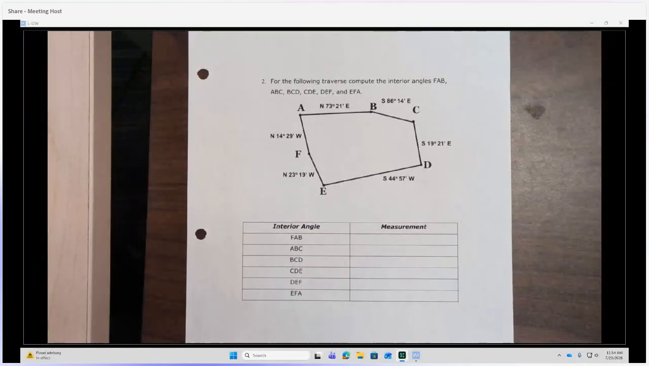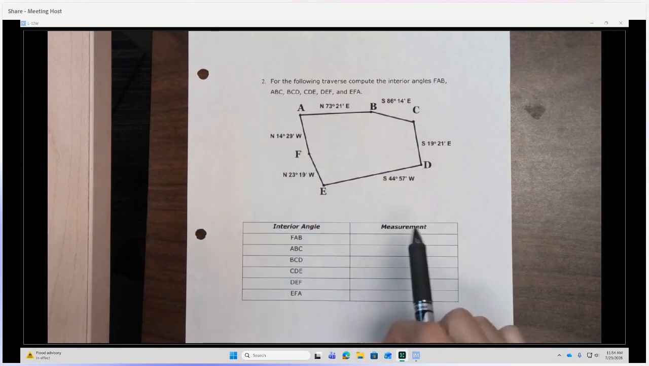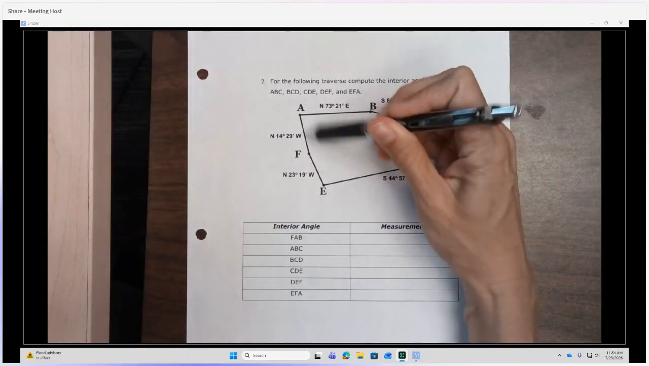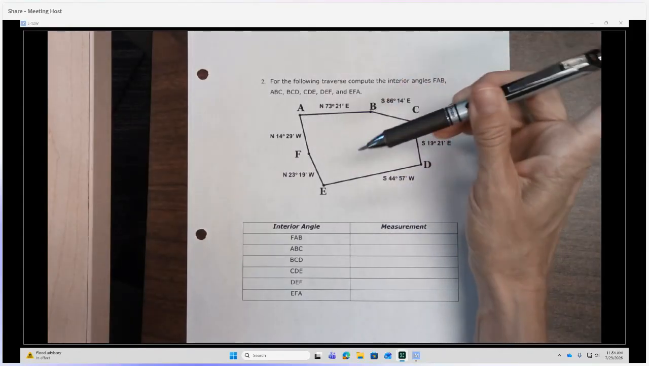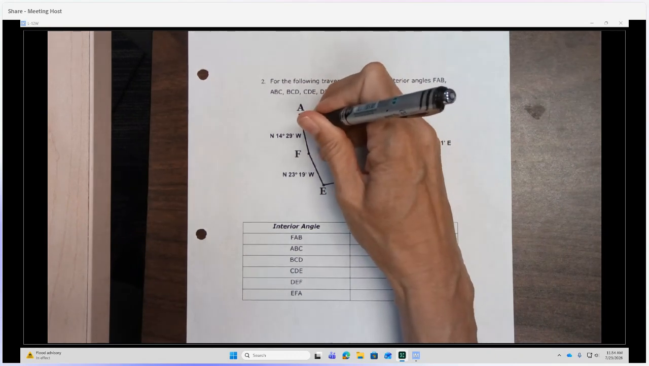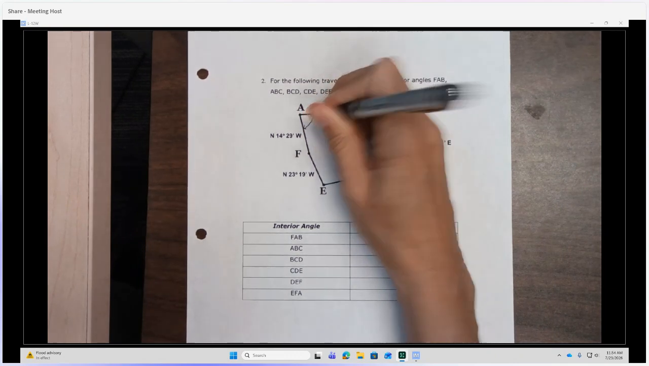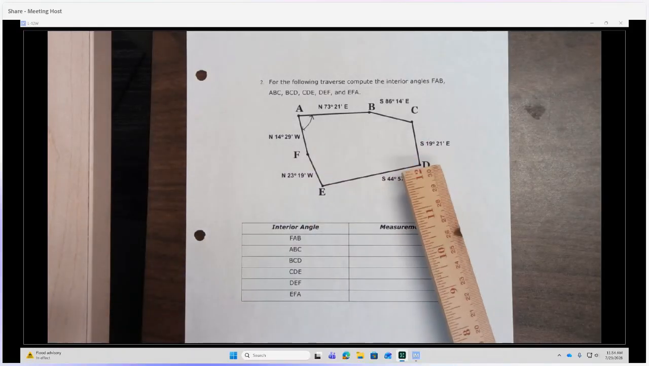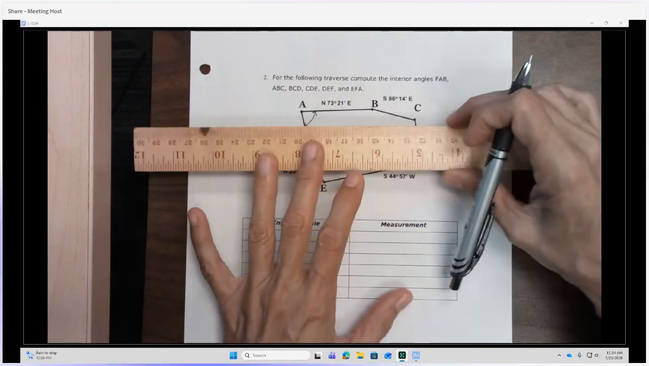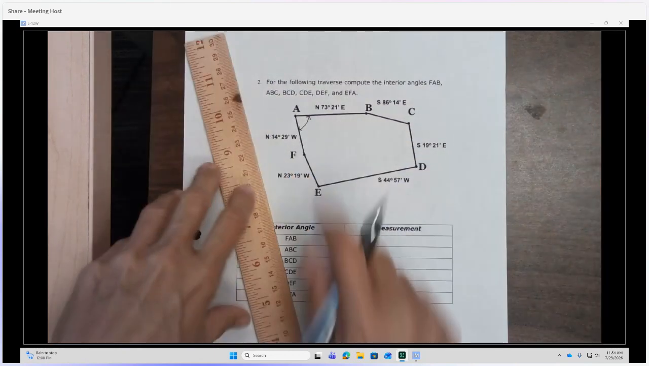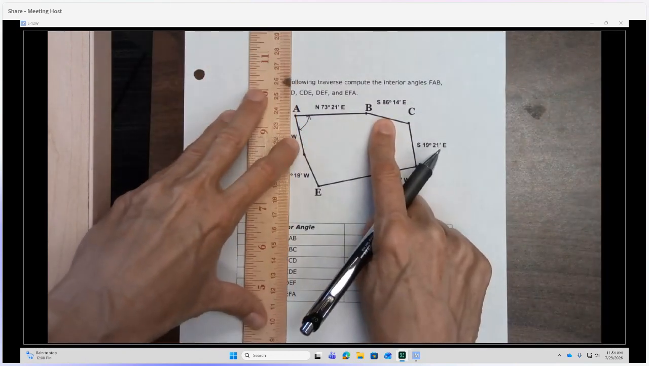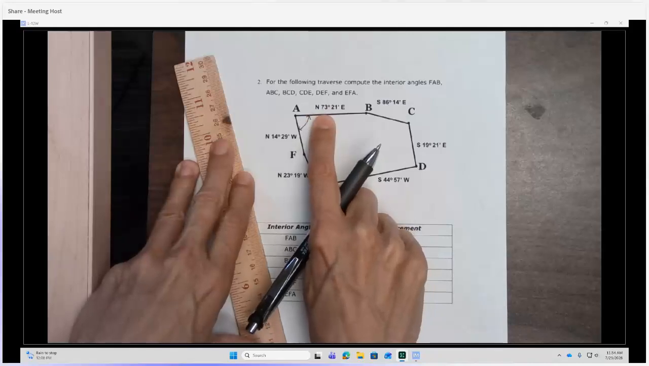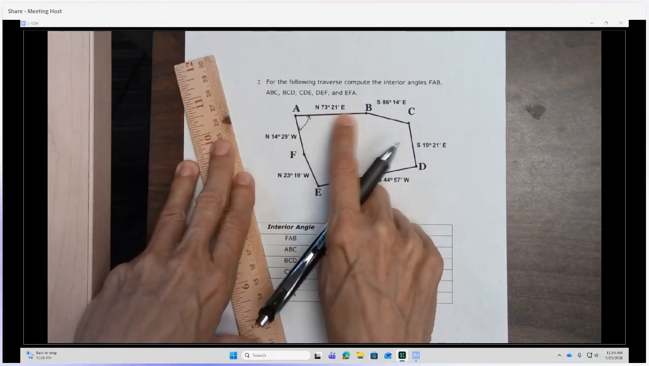All right, in this video, we're going to look at this entire traverse and find all of the interior angles. So we're going to start up here with angle FAB and figure out what angle is formed at FAB. And so see what information we know here. We're given bearing information. So this first information is the bearing as we go from A to B, and that is north 73 degrees, 21 minutes east.